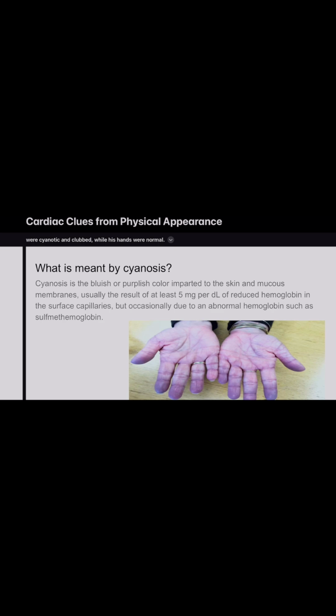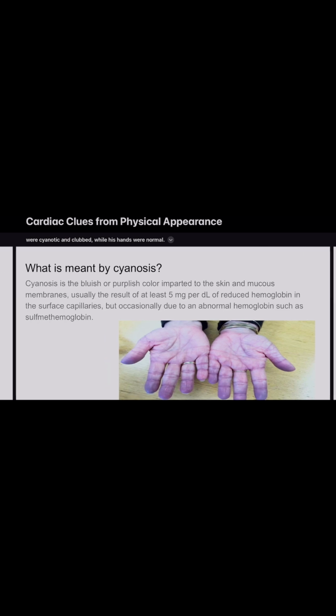So first, cyanosis. Cyanosis is a bluish or purple discoloration of skin or mucous membrane. Usually there is a decrease of at least 5 mg per dl of hemoglobin in surface capillaries, but occasionally it is due to abnormal hemoglobin such as sulfhemoglobin. You can see here a bluish discoloration of skin and mucous membrane of hands.